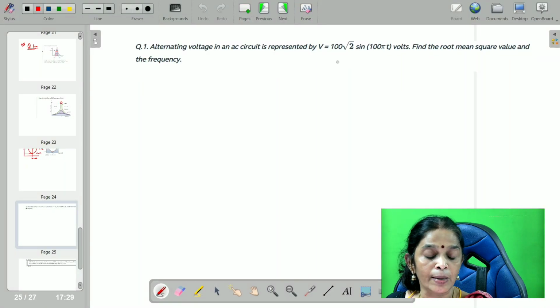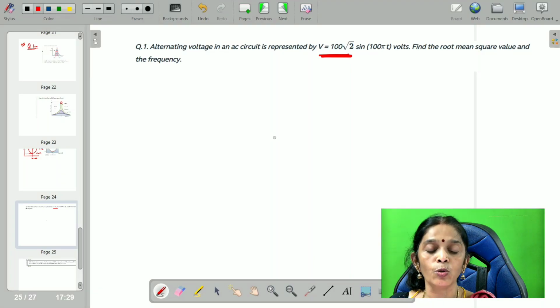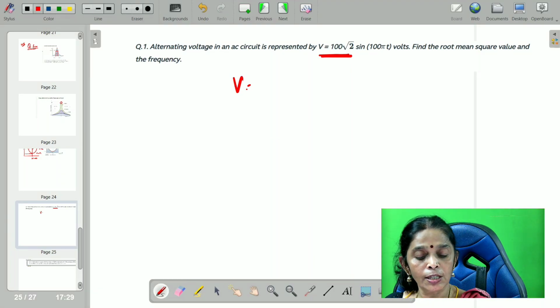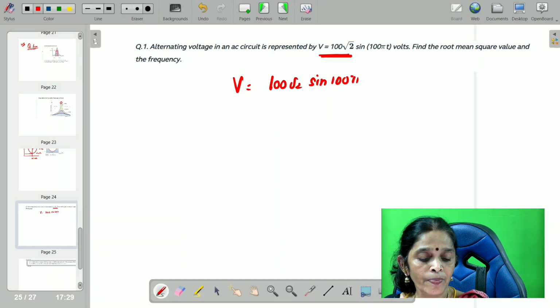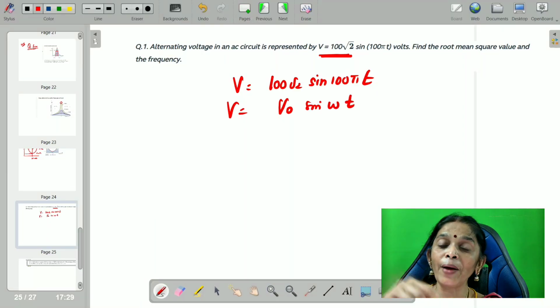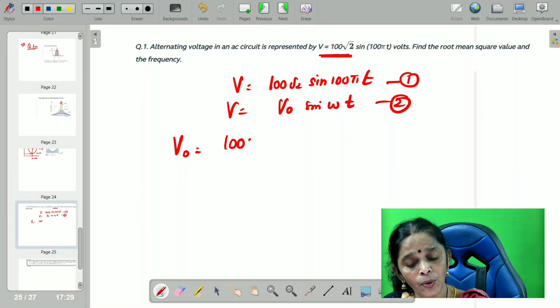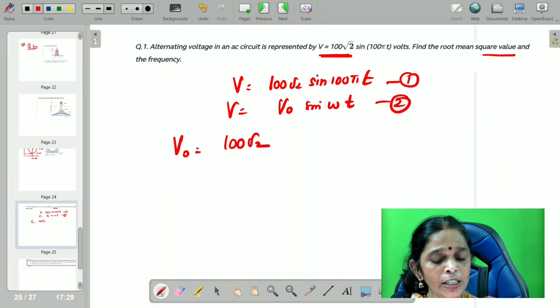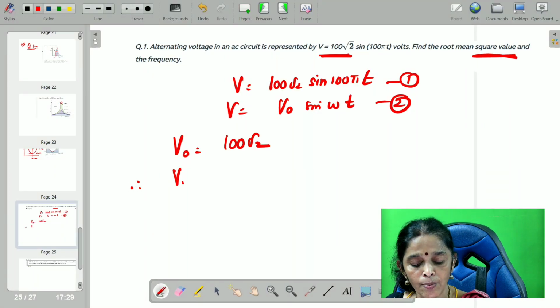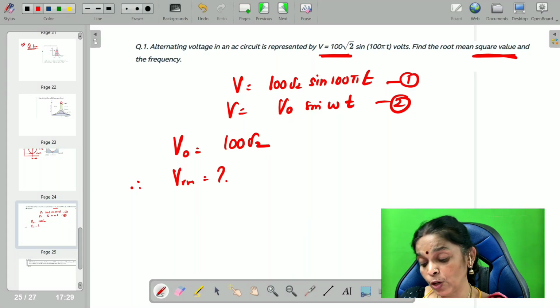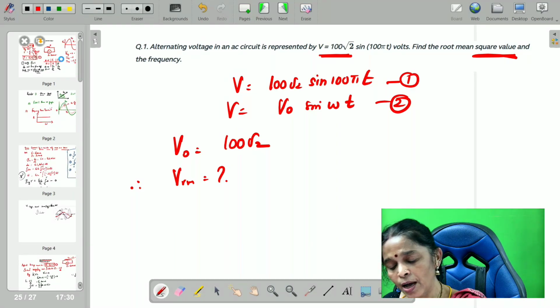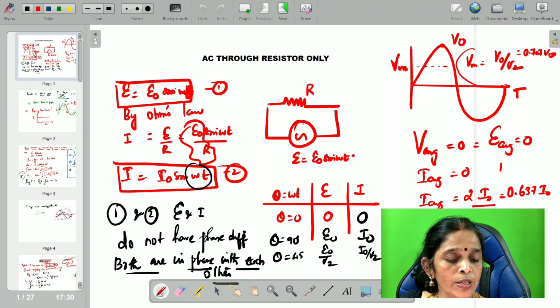An alternating voltage in an AC circuit is represented by V is equal to 100 root 2 sine 100 pi t. This is in the form of V is equal to V naught sine omega t. Children, compare equations 1 and 2 and tell me. It is very easy for you. V naught is equal to what? 100 root 2. But the question asks for the root mean square value only. So VRMS is equal to what? Already on the first page I have given you that VRMS is equal to V naught by root 2.